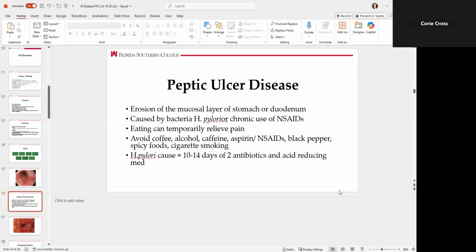NSAIDs, so your ibuprofen, your Advil, are the second leading cause for these ulcers. Some dietary modifications can help in managing the symptoms associated with peptic ulcer disease, such as avoiding alcohol, chocolate, coffee, pepper, and then encouraging a high fiber diet and avoiding eating within 2 hours of bedtime.